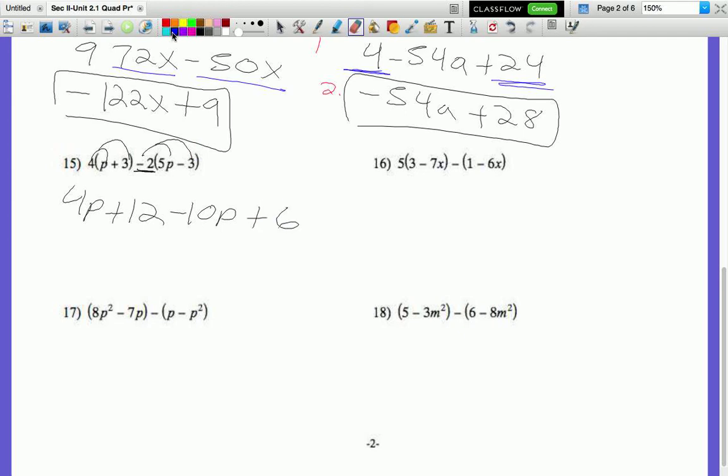Now I have two things I can combine. I have a 4p and a negative 10p. I have 12 and 6. The variable with the highest exponent comes first. So 4 minus 10 is negative 6p. 12 plus 6 is 18. You are finished.